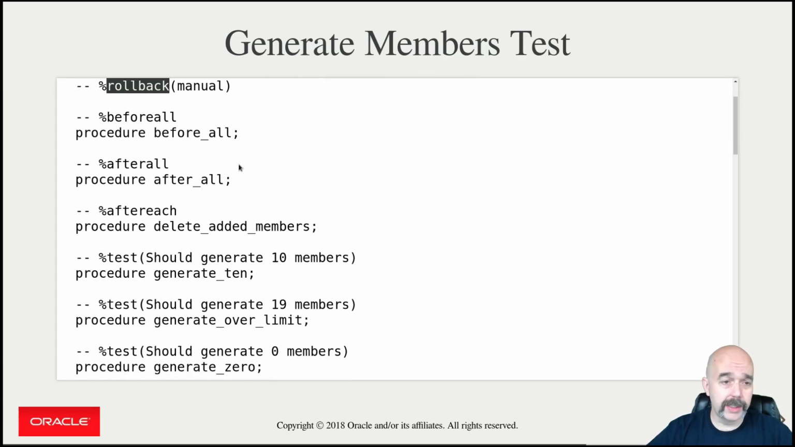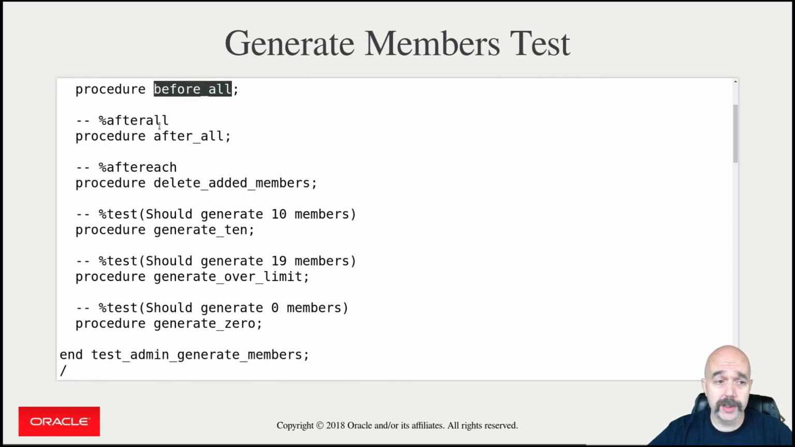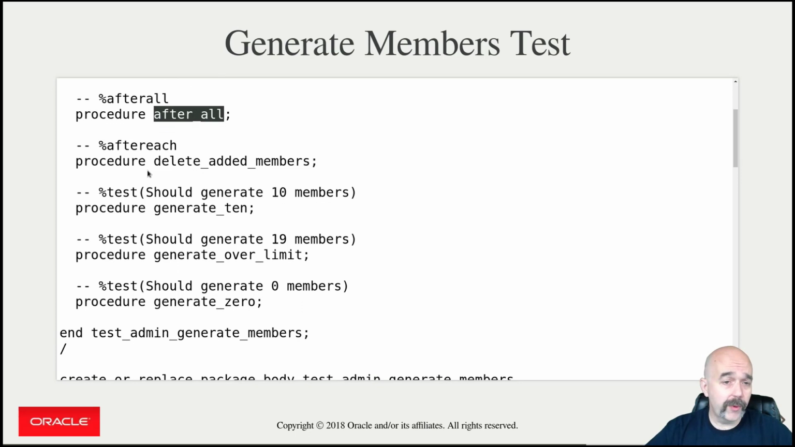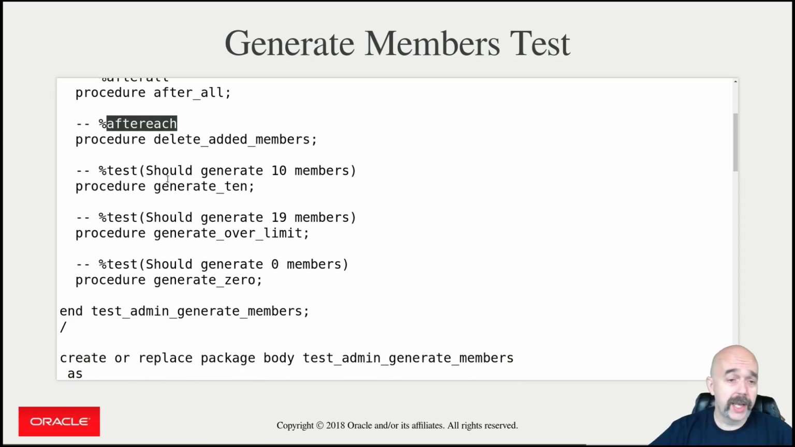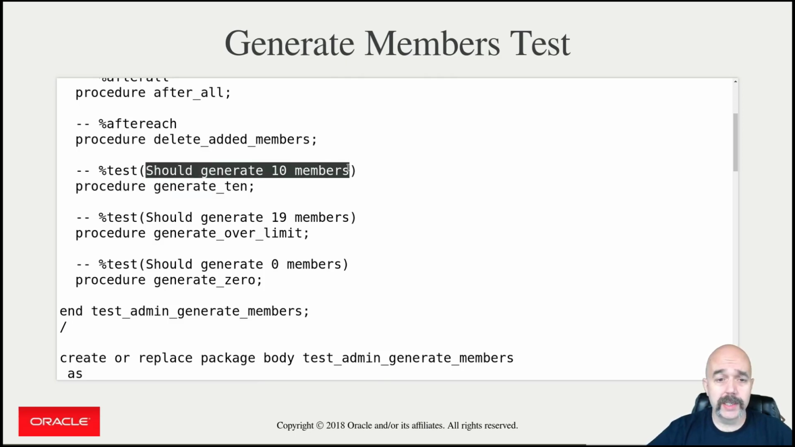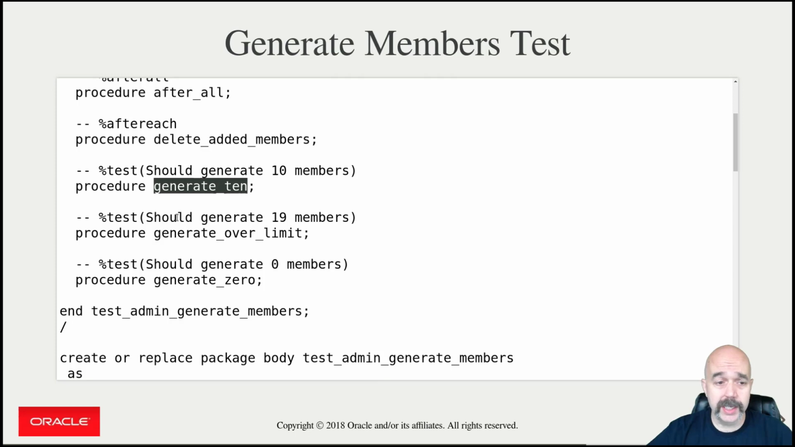All right, going back to the setup, you'll see here we're saying before we run any tests, run this procedure. When they're all done, run this procedure. And I don't have a before each because my after each is going to clean up the environment after the test to get it back the way it was before I ran the test. So I do have an after each, I just don't have a before each. And then here we have our individual tests. The first test is this should generate 10 members, and there's the test name. This test should generate 19. This test should generate 0.